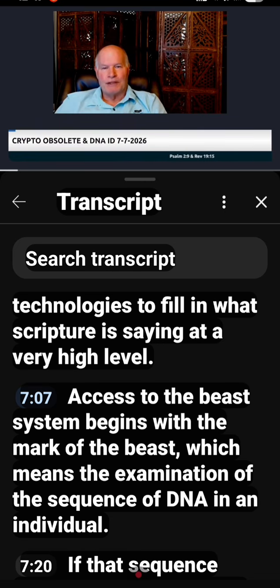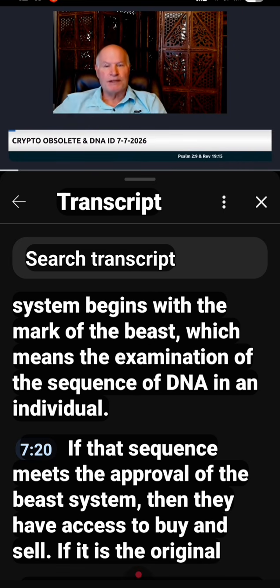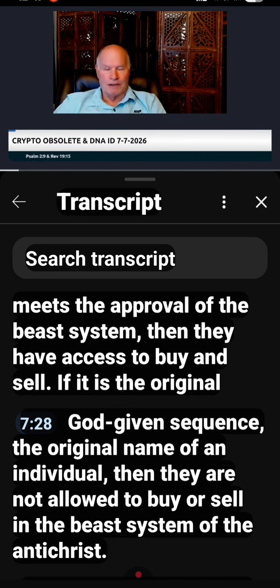Access to the beast system begins with the mark of the beast, which means the examination of the sequence of DNA in an individual. If that sequence meets the approval of the beast system, then they have access to buy and sell. If it is the original God-given sequence, the original name of an individual, then they are not allowed to buy or sell in the beast system of the Antichrist. We're right on top of it.